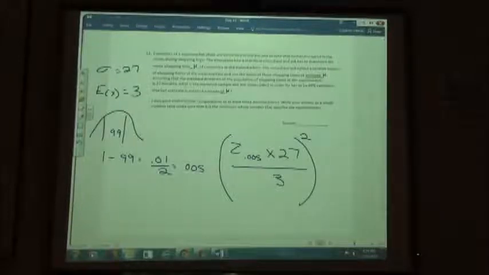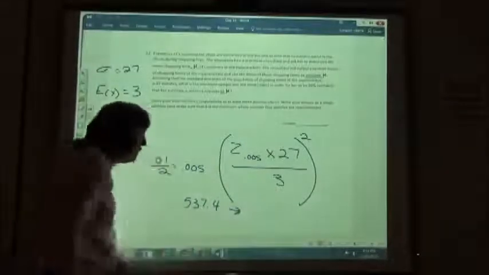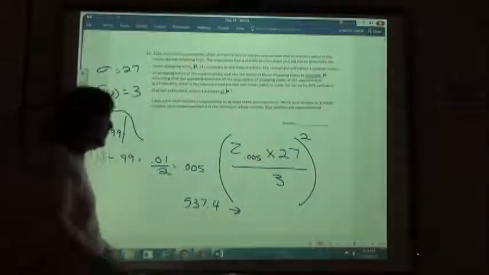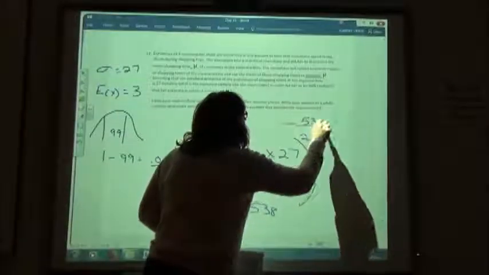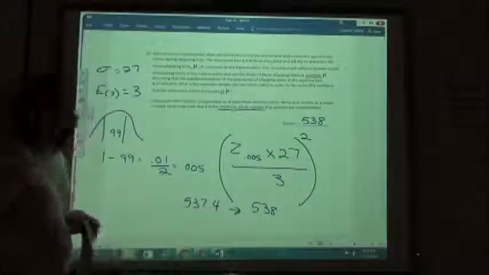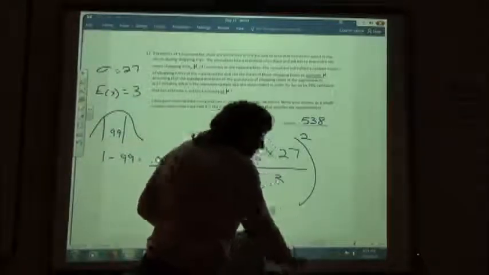Now what do we get? So we get 537.4, which means then for our answer, if we get 537.4, we're going to round it off to 538, because I always round these ones up since I want the minimum whole number that satisfies my requirement. 537 wouldn't quite be enough. I got to do at least 538. Alrighty, that's chapter 7.